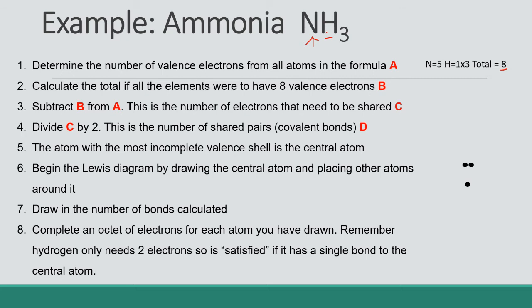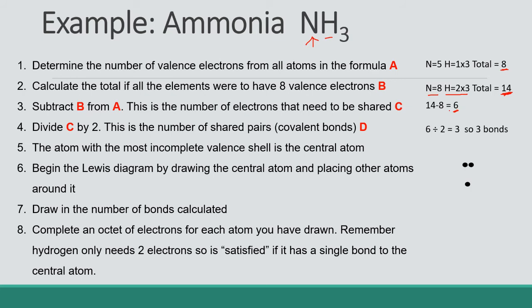So we want each atom to have access to 8 valence electrons, or in hydrogen only 2. Okay, so 8 for nitrogen, 2 for each hydrogen. There are 3 hydrogens, so that's a total of 14. So we need 14, but we've only got 8. So they're going to have to share them. So take the difference between 14 and 8. They need to share 6 electrons.